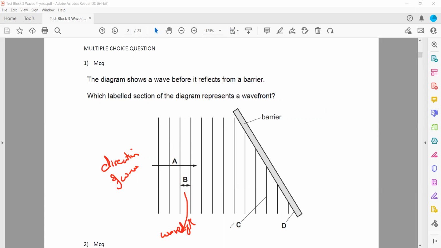What is C representing? C is representing a wavefront. Wavefront means the line which is representing the identical points of different waves. And what about D? D is the surface. So the correct answer is C, which is representing a wavefront.